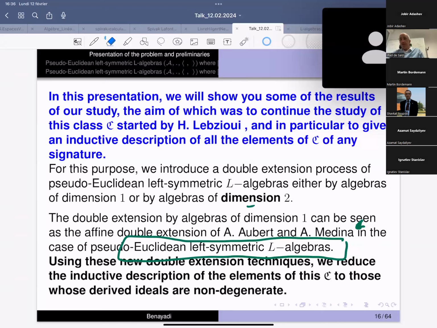steps, by this double extension, we find a pseudo-Euclidean left-symmetric Lie algebra, but the derivative ideal is non-degenerate. I think it's clear here. This is just the idea. I will give some detail after this introduction.